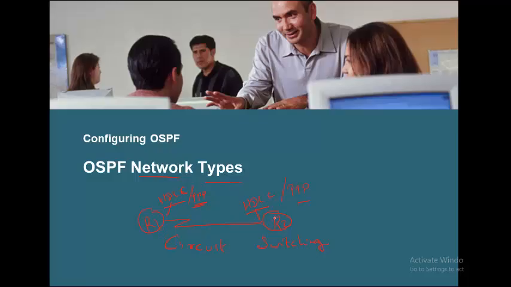Secondly, the Ethernet wire. Between two routers, you have an Ethernet wire. So the protocol here is Ethernet. The speed may vary: 10 gig, 1 gig, 10 meg, 100 meg, depends. We call it Ethernet switching. This is circuit switching, this is Ethernet switching.